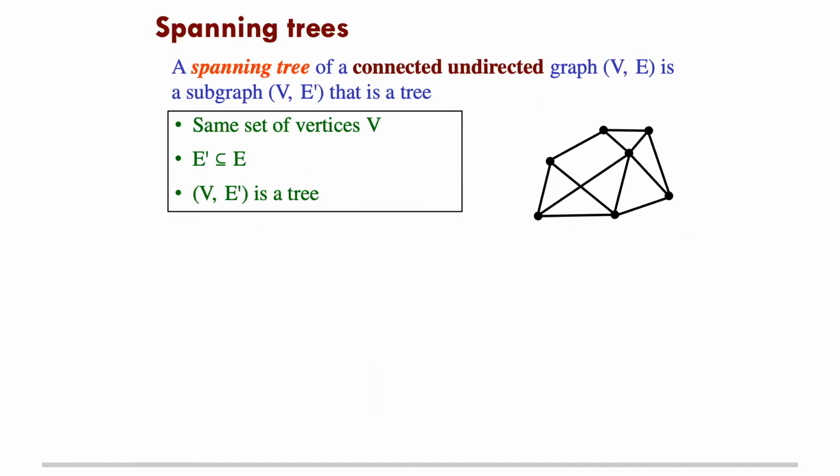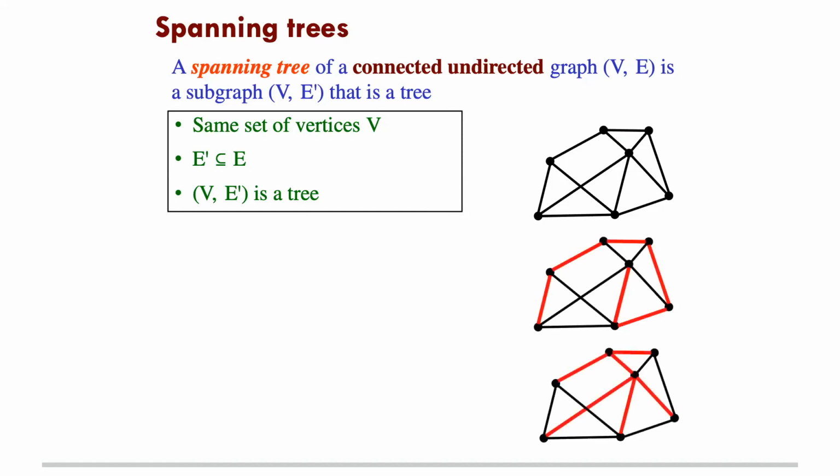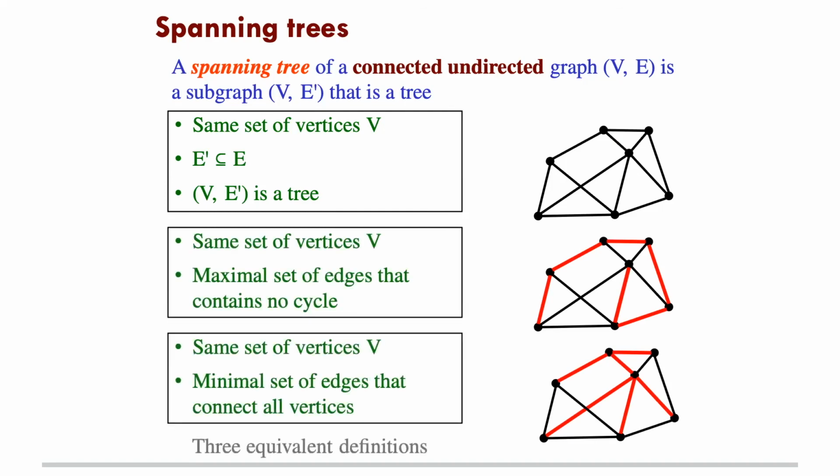The reason why we have spanning tree is because we have two kinds of methods, Prim's and also Kruskal's algorithm. Here I have a fully connected undirected graph on the upper right corner, and there are several spanning trees that can form. The bottom two are all valid. The middle and the bottom one have two different properties: the maximum set of edges that contain no cycle, and the minimum set of edges that connect all vertices. Those are two properties of the spanning tree.